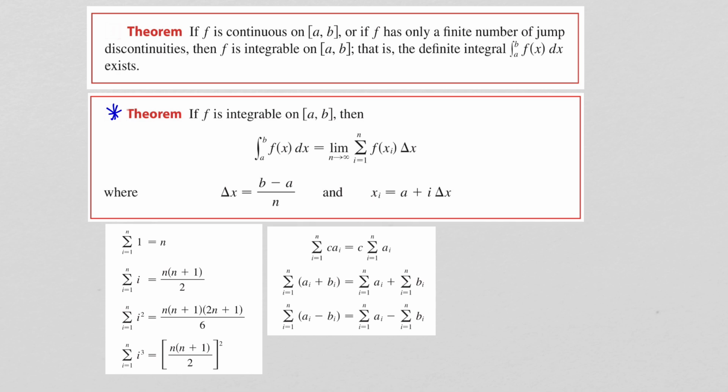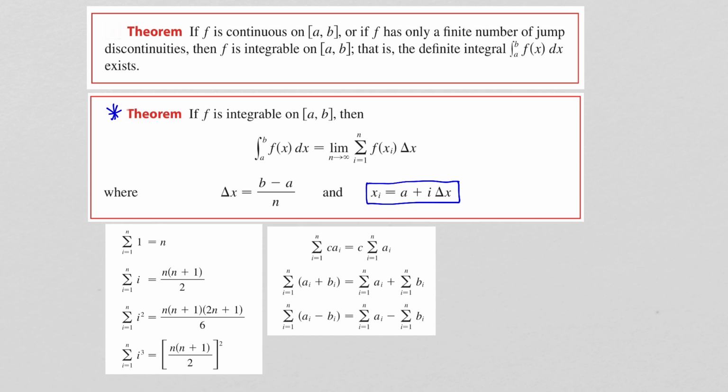Okay, what is delta x? Delta x is still b minus a divided by n. And most importantly, right here, x_i can be formulated by using x_i equals a plus i times delta x. Now, as we work on some examples applying this theorem to do some definite integrals, you are going to find these summations here and these properties here useful. So I will bring these up in just a minute as we use them.